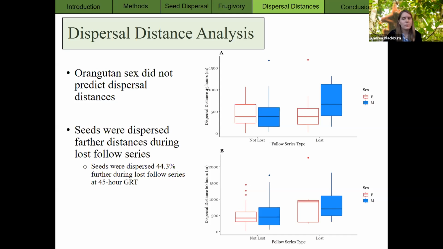So this box and whisker plot here shows dispersal distances at 45 hours in the top plot and 60 hours in the bottom plot, and depicts dispersal distances between males in blue and females in red, and between lost and not-lost follow series. So both males and females seem to be driving these long dispersal distances, particularly notable at the 60 hours.